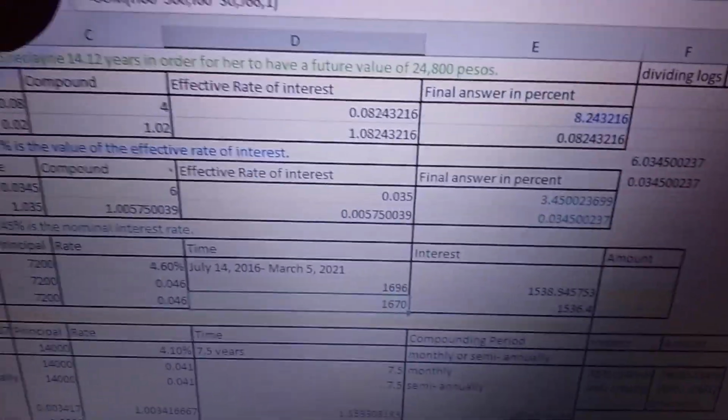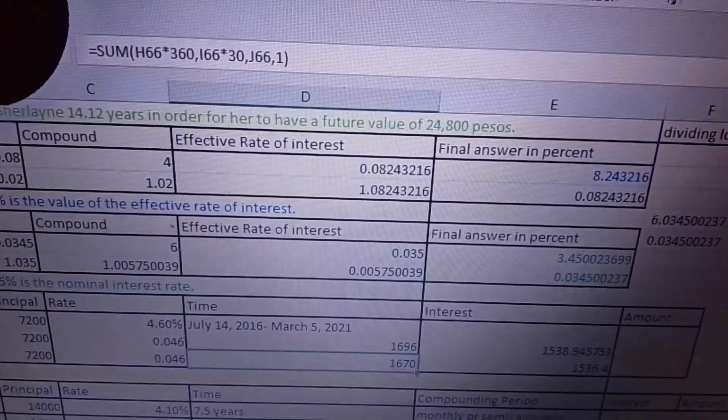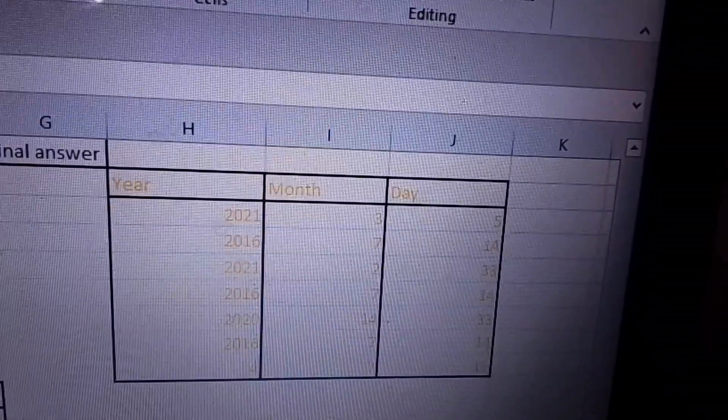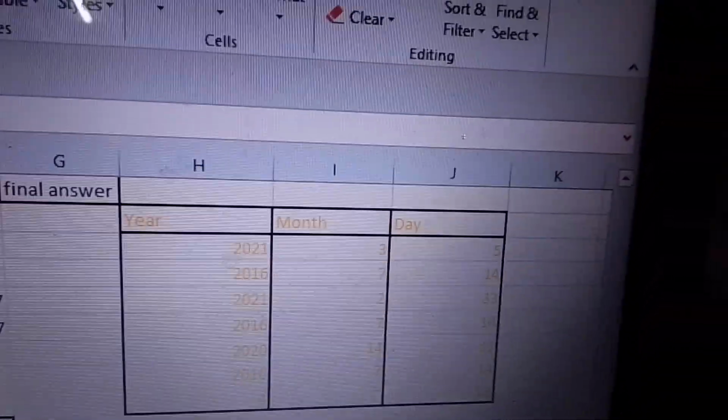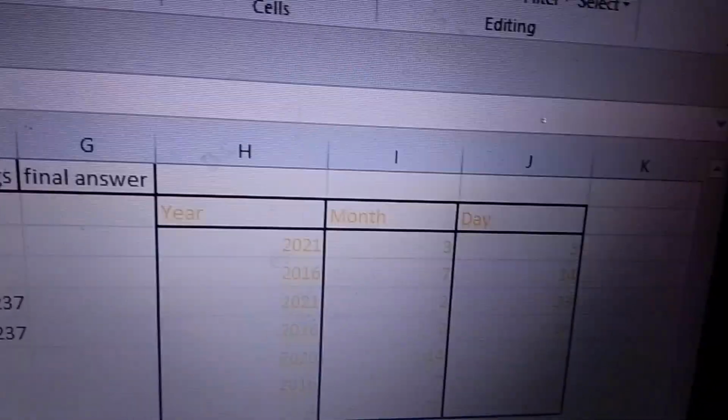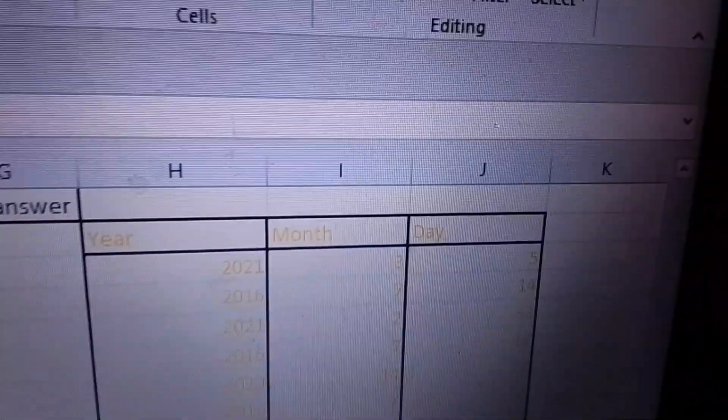On the other hand, for ordinary interest, we're supposed to get 1,670 days. How did I do this? It's like this. This is the calendar, right? So, I started off at 2021. Remember the E2, which is March 5, 2021, and then the E1, that is July 14, 2016.